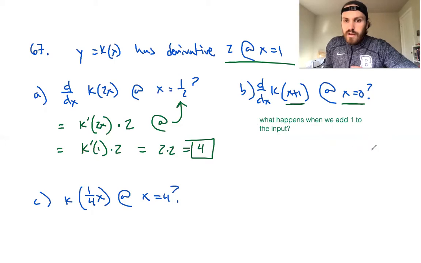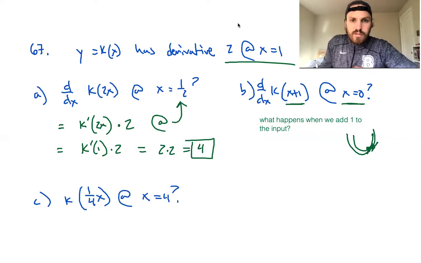It's basically like, okay, well, if k of x looks like this and we find the derivative at 1, then we shift the thing to the left and find the derivative at 0, it should have the same slope. That's basically what we're saying. Okay, but let's check it with some algebra here.